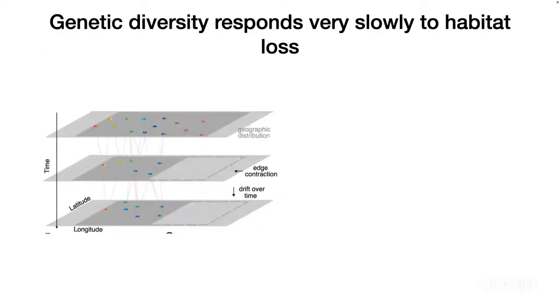Okay, so now onto habitat loss. So we did spatial simulations, and then we used the theory that I talked about, where we have these critters evolving on a landscape.